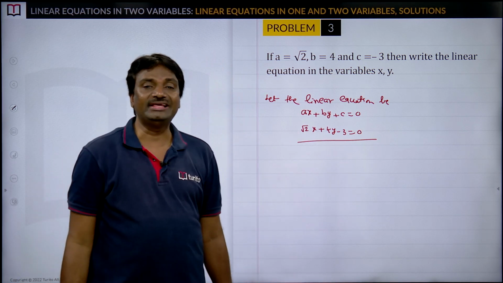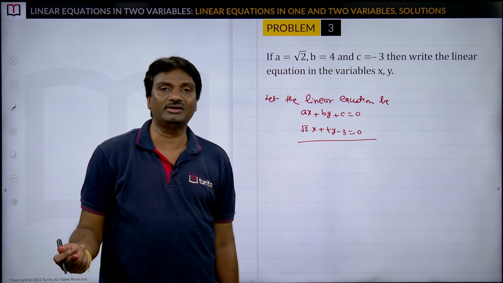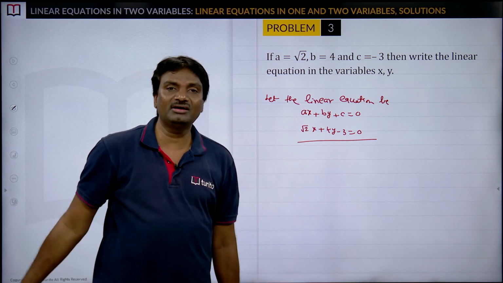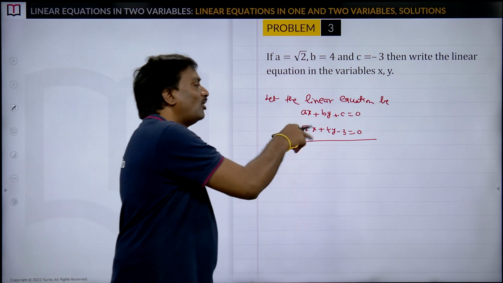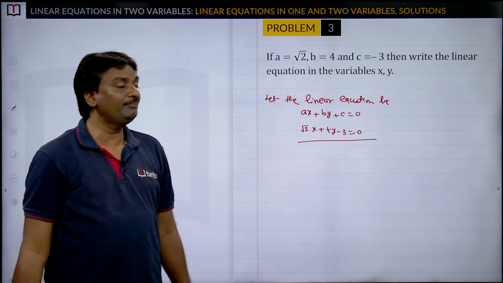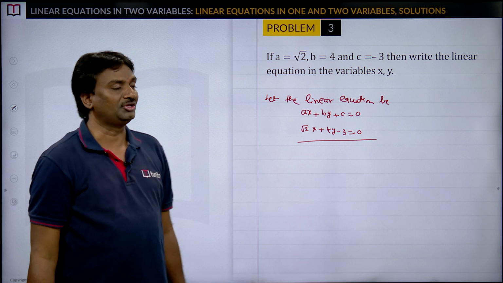In the above problem, they have given the equation, and from that equation we found the values of A, B, C. Here they have given the values of A, B, C. According to those values, we have formed the linear equation in the standard form, that is root 2x plus 4y minus 3 equal to 0.